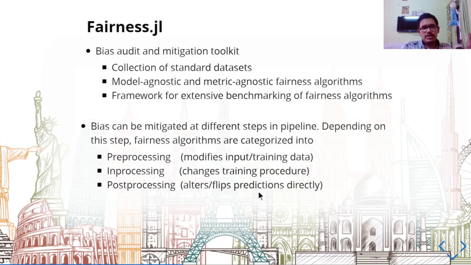So, Fairness.jl is a bias audit and mitigation toolkit which provides a collection of standard datasets, fairness algorithms, and a framework for extensive benchmarking of fairness algorithms. Bias can be mitigated at different steps in a pipeline. So, depending on this step, fairness algorithms can be categorized into pre-processing, if the input or training data is modified, in-processing, if the training procedure is changed, and post-processing, if the predictions are altered or flipped directly.